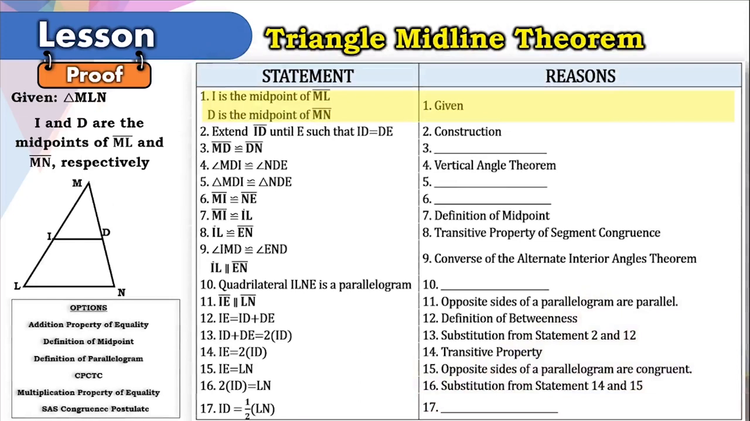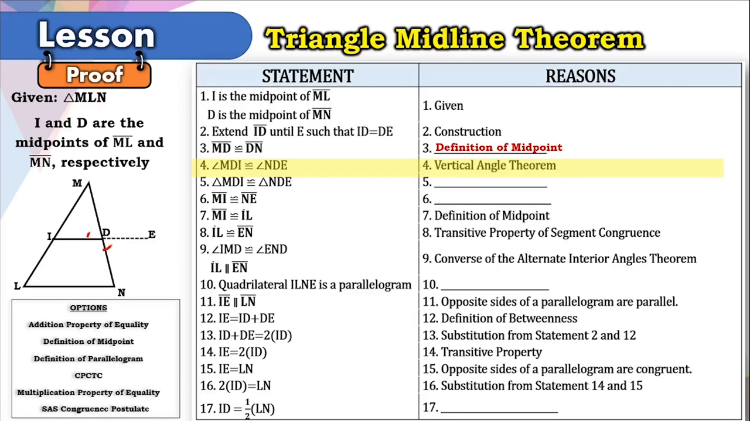First statement: I is the midpoint of ML and D is the midpoint of MN, and that is given. Number 2, by construction, extend ID until E such that ID is equal to DE. Third statement, segment MD is congruent to segment DN, and the reason is the definition of midpoint. Next, angle MDI is congruent to angle NDE by vertical angle theorem.